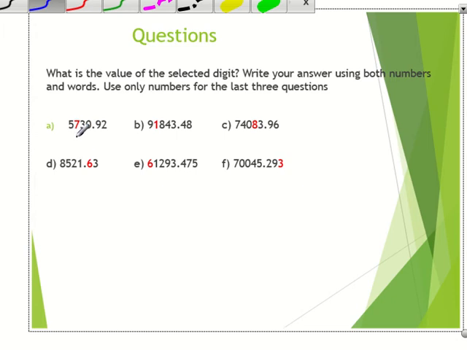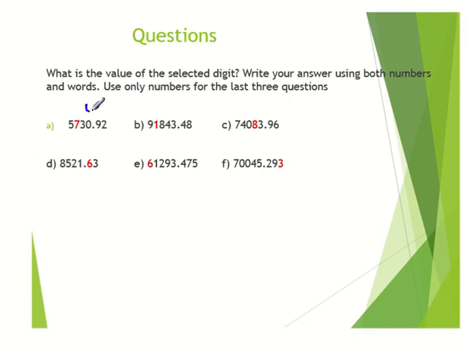So we've got the 7 is here. We've got the decimal point first of all. Then obviously after the decimal point is the ones. Then it's the tens. And then it is the hundreds. So we know the value of that number is 700.